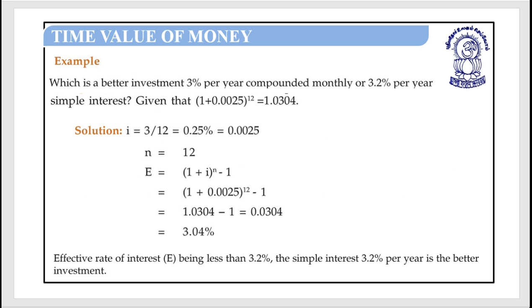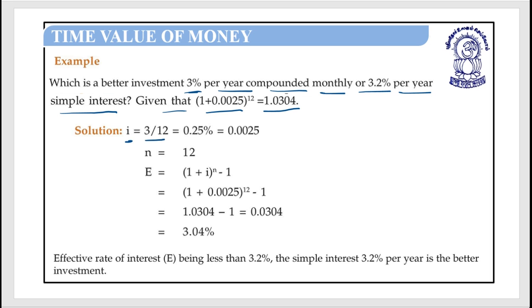Next example. Which is better investment, 3% per year compounded monthly or 3.2% per year simple interest, given that (1 plus 0.0025) raised to 12 is equal to 1.0304.